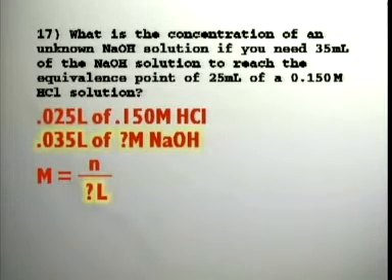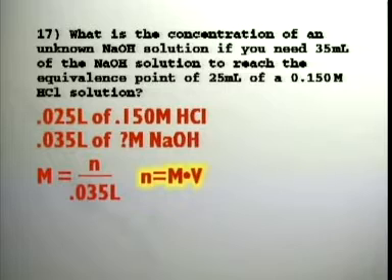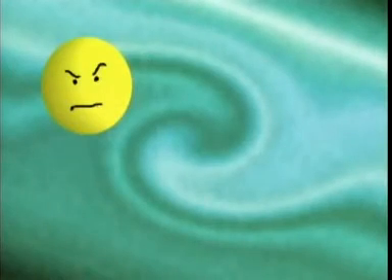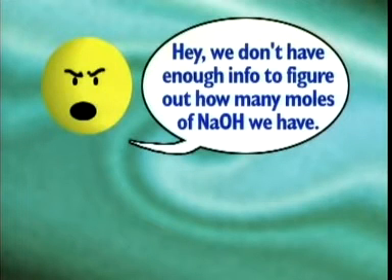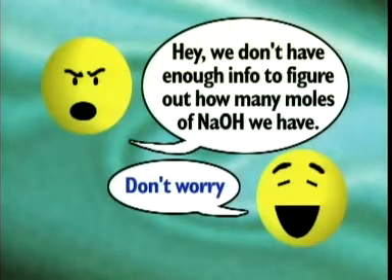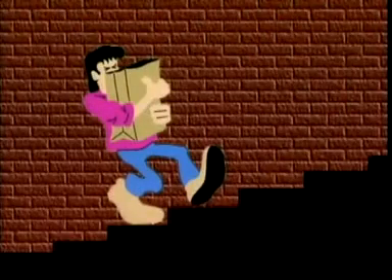We can fill in the L because we know the volume of NaOH is 35 milliliters, or 0.035 liters. But we need to find n, the number of moles. The equation we'll use to find moles is just a rearrangement of the molarity formula. n, the number of moles, equals capital M, the molarity, times V, the volume in liters. You're probably thinking, hey, we don't have enough information to figure out how many moles of NaOH we have. Don't worry. We do have enough information. It will just take a few steps to get there.